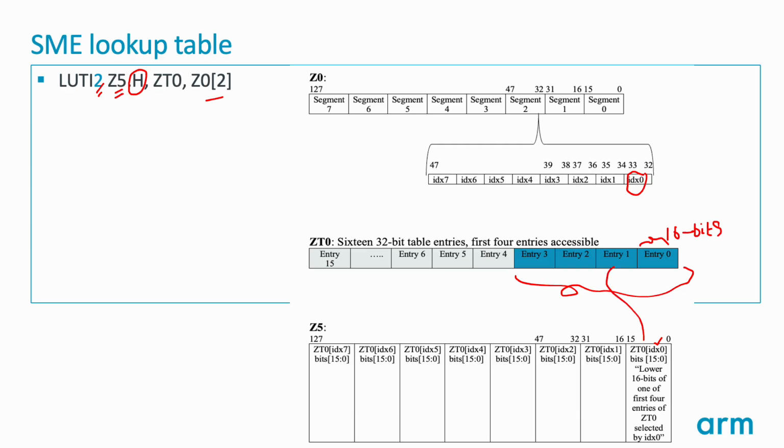Say the indexing is 01, then entry 1 is loaded. The lower 16 bits of entry 1 are loaded into bits 15 down to 0 in the Z5 register. Similarly, the next 16 bits will be the second element, indexed by IDX1, which is part of Z0. Thereby, we can construct the data that we need in Z5 using the lookup table, ZT0, and then use it for further processing. That is the lookup table feature with an example.